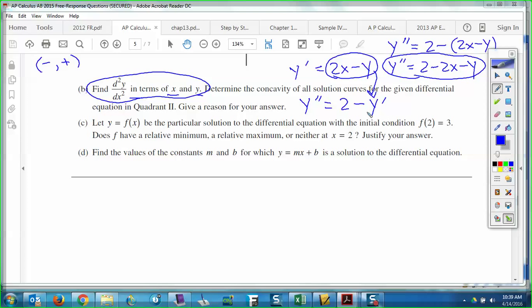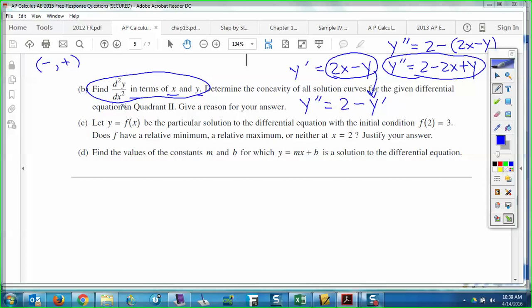Go back to what we said earlier. Plus y. Yes, thank you. Because it said in terms of x and y, that means they want x and y in the answer, not y prime. They don't want y prime in the problem. So that's actually the answer I would have needed to give right there.